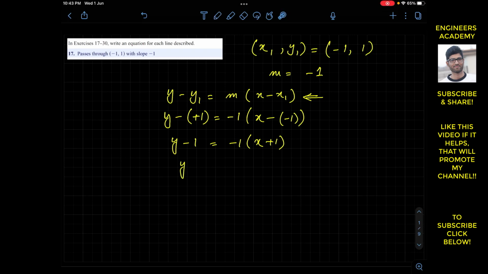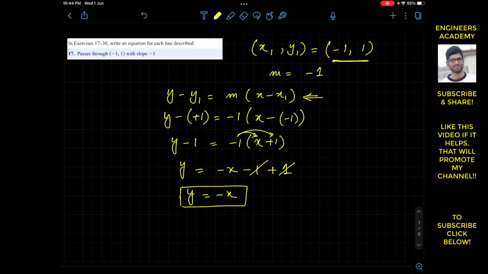if I bring this -1 to the other side of the equation, it will become positive. If we multiply this out, this will be minus x minus 1, and this -1 on the other side will become positive. So we will have the equation like this. Now this will cancel out, and we will be left with y equals minus x. So this is the equation of the line which passes through the point (-1, 1) and has slope -1.